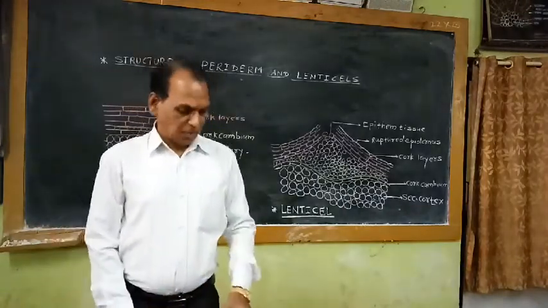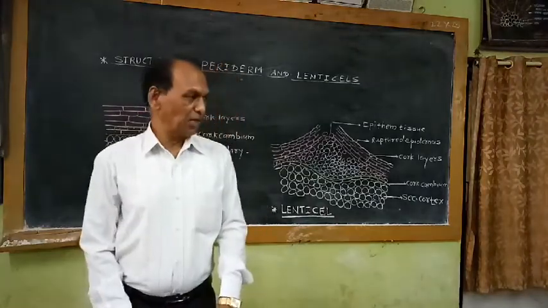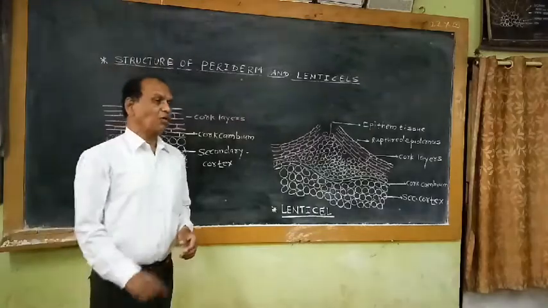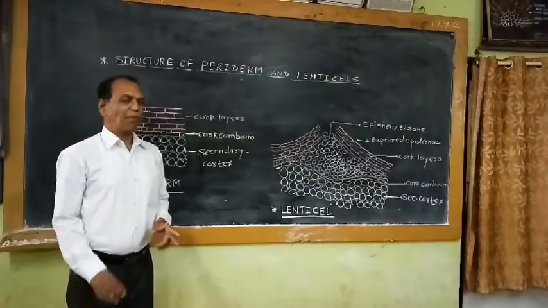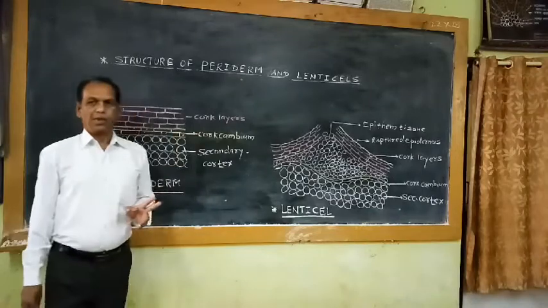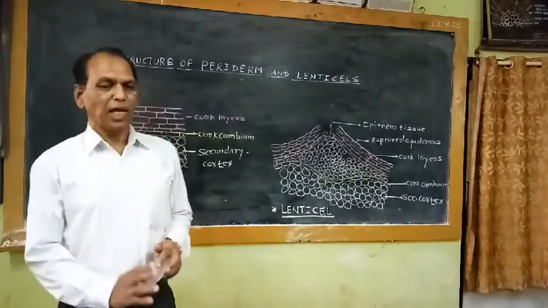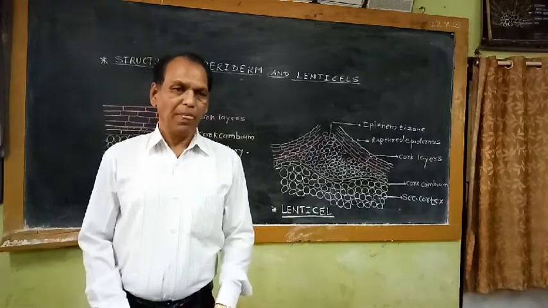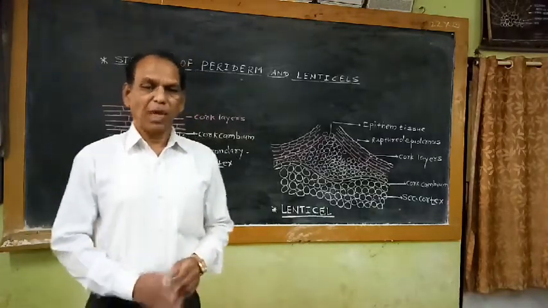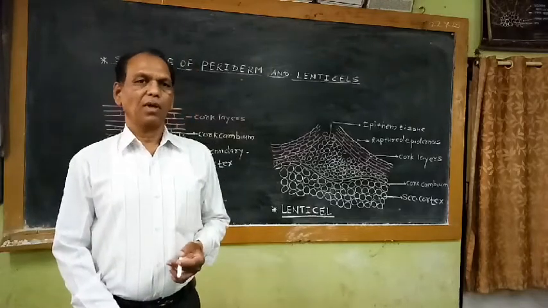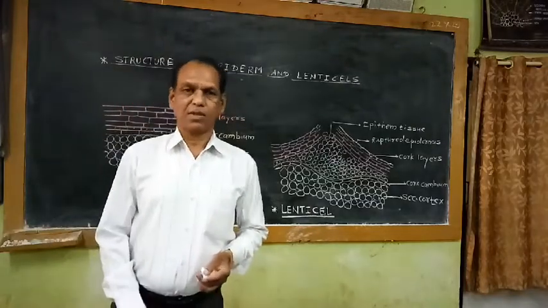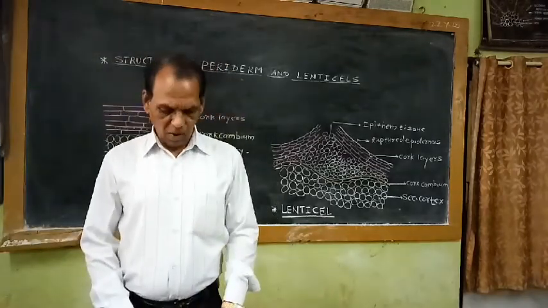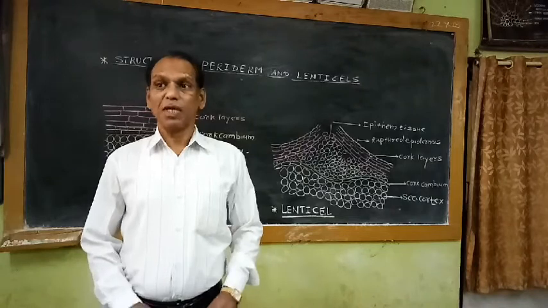In dicotyledonous plants and gymnospermic plants, after secondary growth, the protective structure in the form of periderm is developed. That means due to addition of secondary xylem and secondary phloem tissues by the vascular cambium, it creates pressure on peripheral layers like cortex as well as epidermis. The epidermis ruptures. At that time, there is a possibility of desiccation or excessive loss of water through this ruptured epidermis.